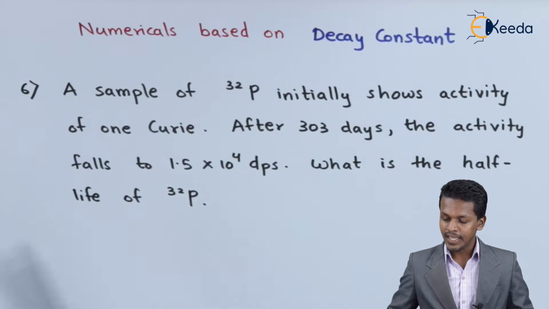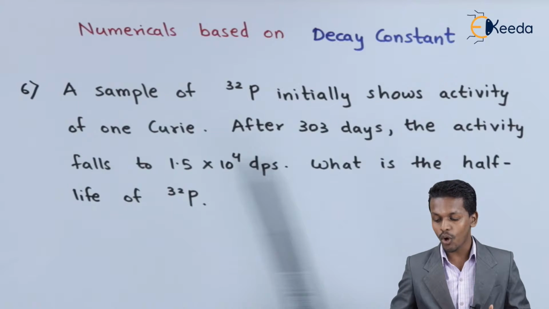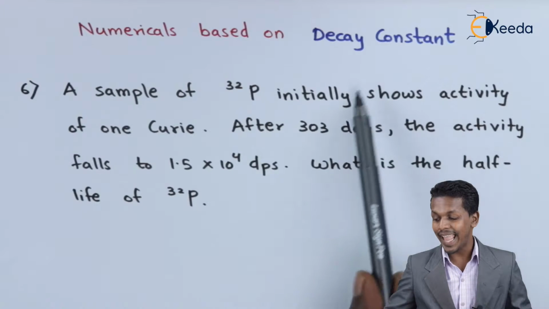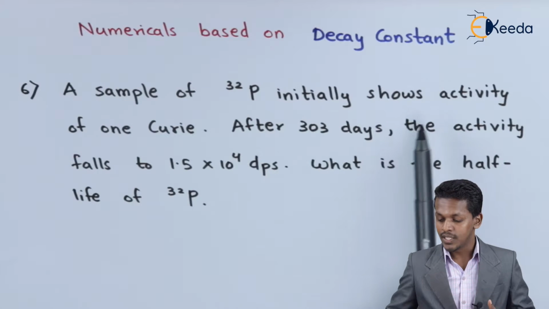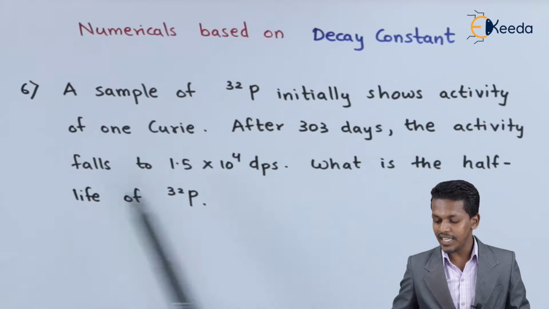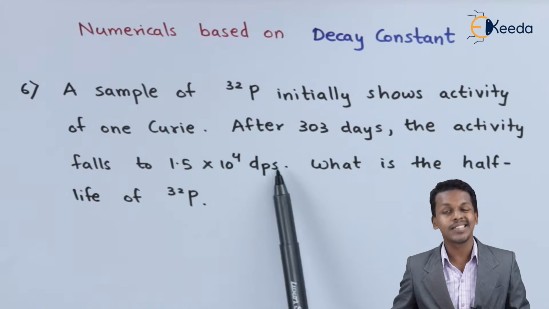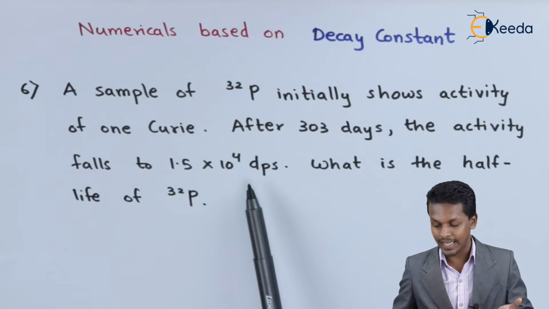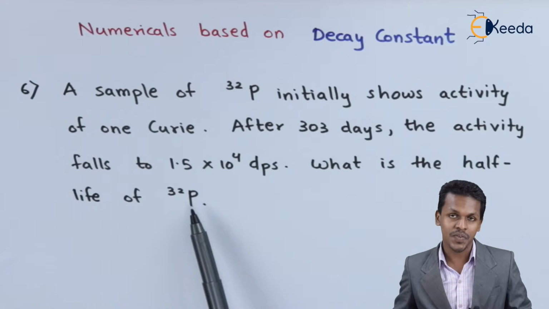Here the question is: a sample of phosphorus 32 initially shows an activity of 1 curie. The activity represents the disintegration. After 303 days, the activity falls to 1.5 into 10 raised to 4 dps, that is, disintegrations per second. What is the half-life of phosphorus 32?